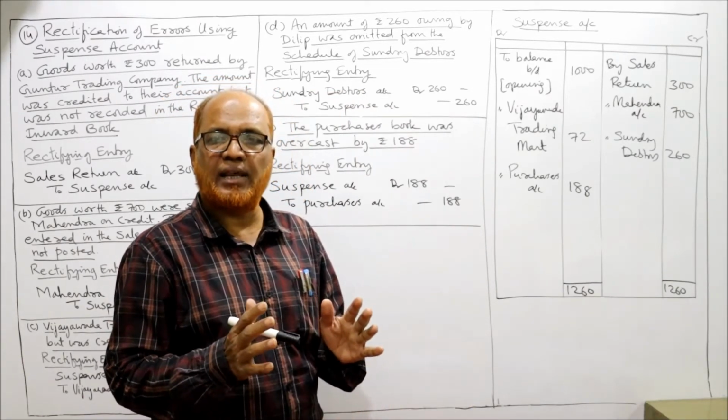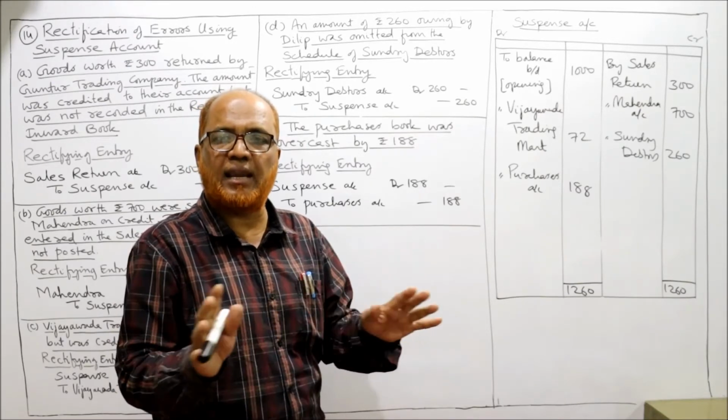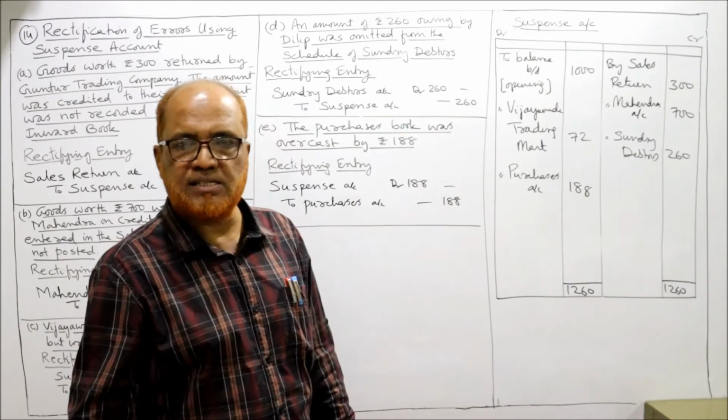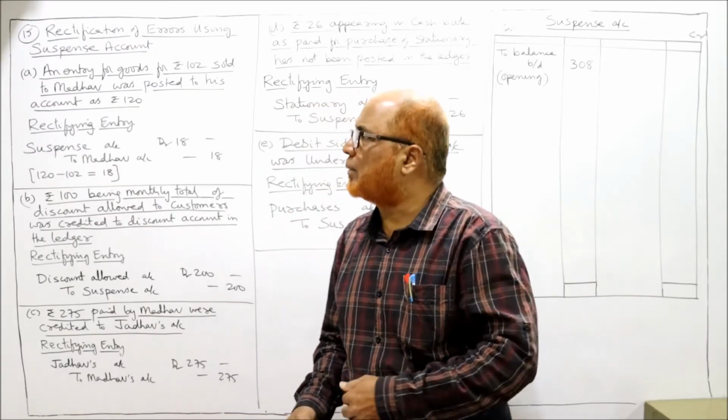So we have passed all the rectifying entries. We have prepared the suspense account. Suspense account is closed. That means all the errors are rectified. This is the end of problem number 14. Now we'll start the next problem, problem number 15.